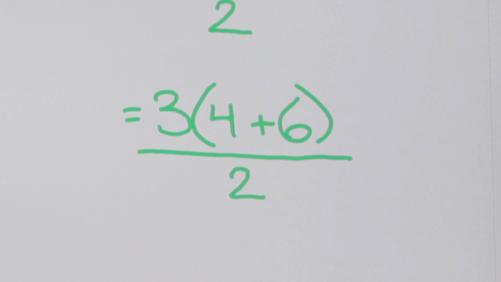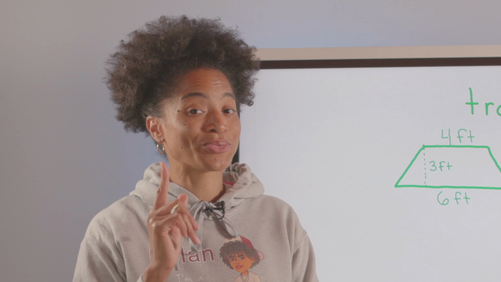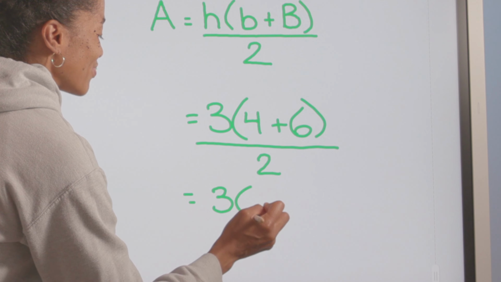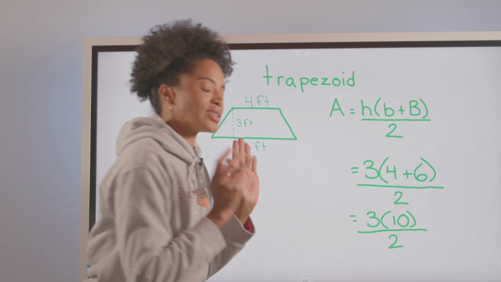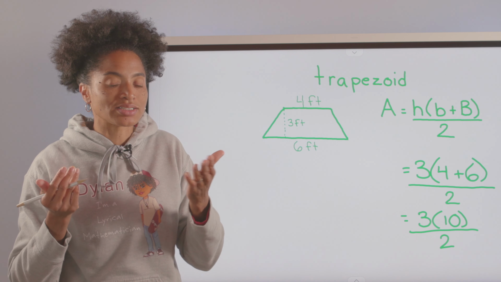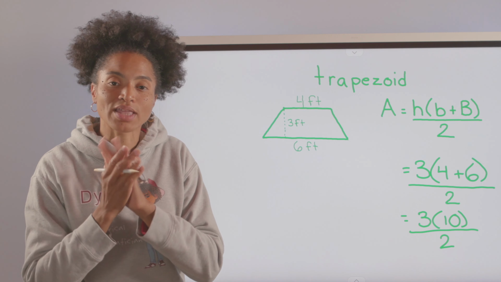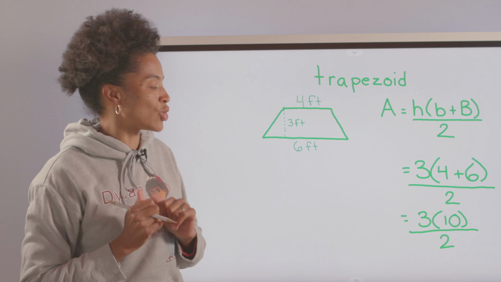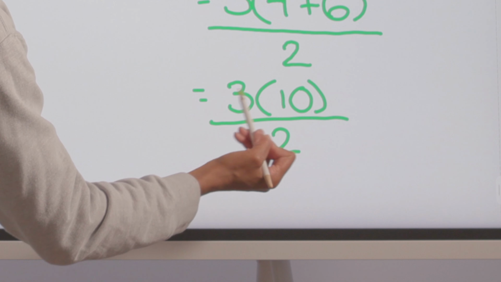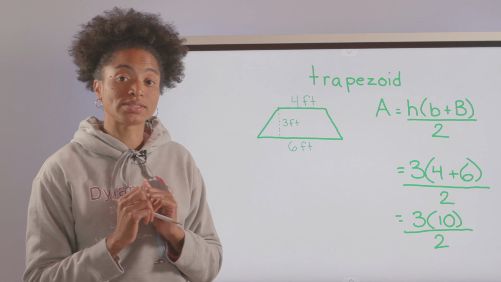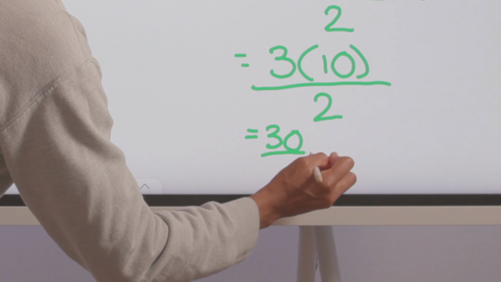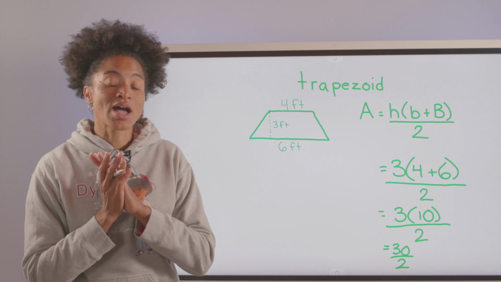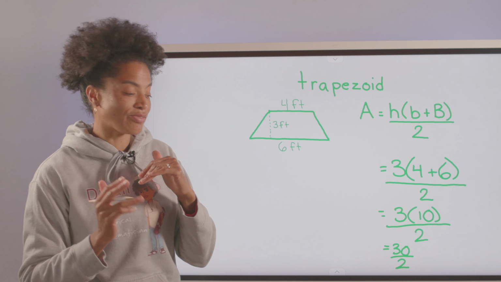So right now we have 4 plus 6, which equals, did you say 10? Then you're down for the win. Next, we want to plug in 10 instead of 4 plus 6. Everything else looks the same. Only thing that changed is that instead of writing 4 plus 6, we wrote the answer to 4 plus 6. Next, we're going to multiply the 3 times the 10, which gives us 30. So here we now have 30 divided by 2. We're getting there. Last step, we want to do 30 divided by 2.